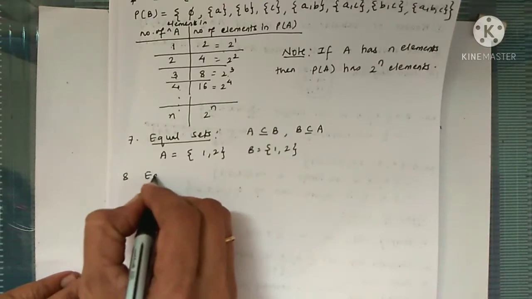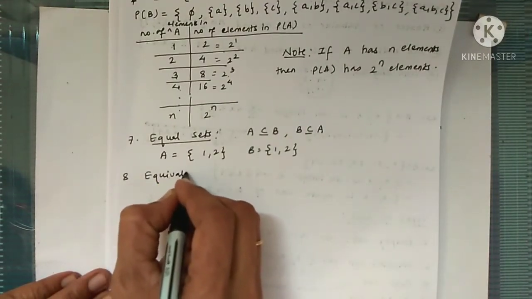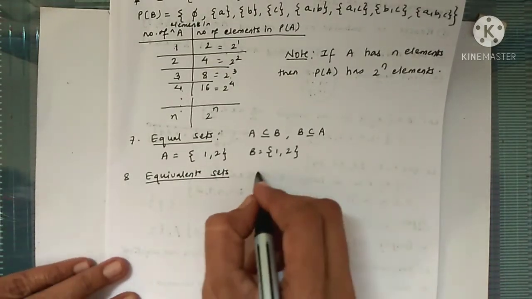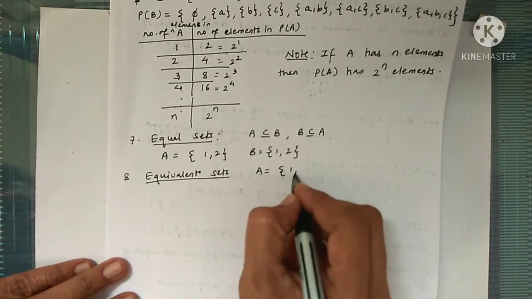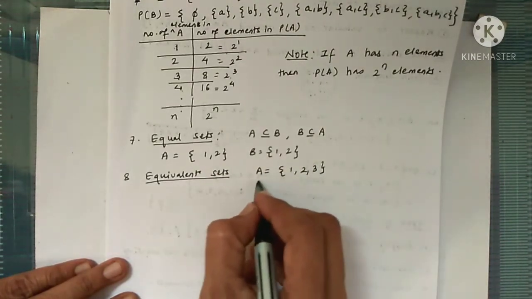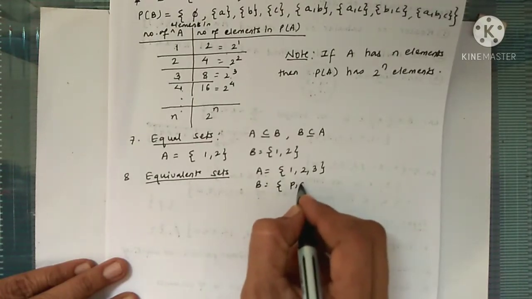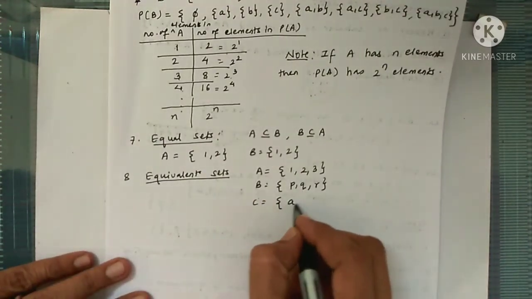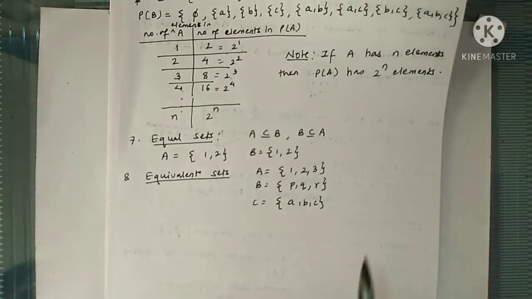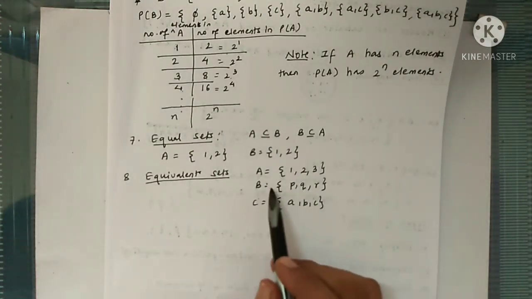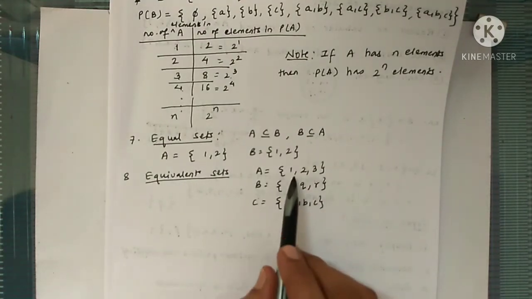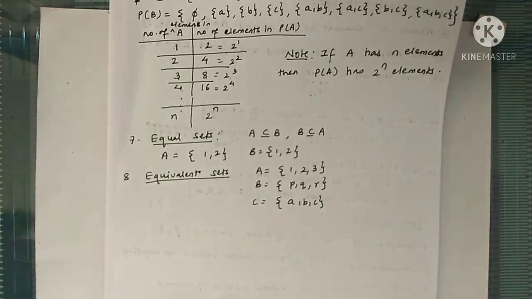Next is equivalent sets. Equivalent sets are those sets which have the same number of elements. For example, if I take A equal to {1, 2, 3}, B equal to say {P, Q, R}, C equal to say {A, B, C}, like that. Here A is not a subset of B because B does not contain 1, 2 and 3. So those are not subsets of one another, but they have the same number of elements. Such sets are known as equivalent sets.